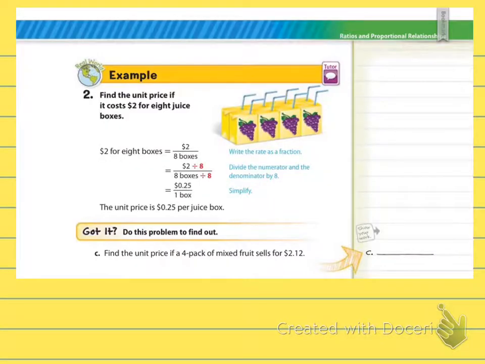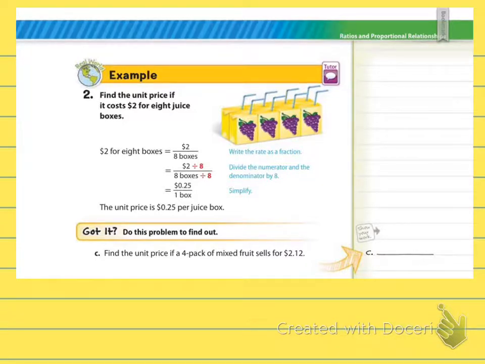All right, next example. On this one says here, it says find the unit price if it costs $2 for 8 juice boxes. All right, now on this one, sometimes people get confused which number goes on top. Is it the dollar amount that goes on top, or is it the number of boxes that go on top? So in this one, a good rule of thumb is pretty much however many pieces you're dividing it up into is what number is going to go on the bottom.